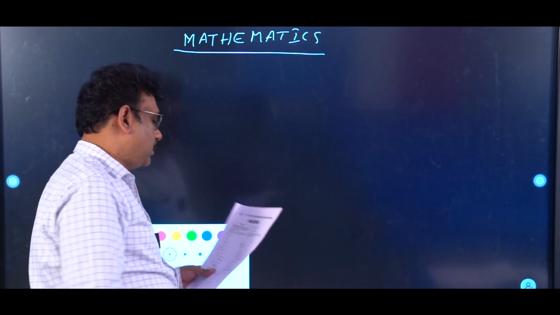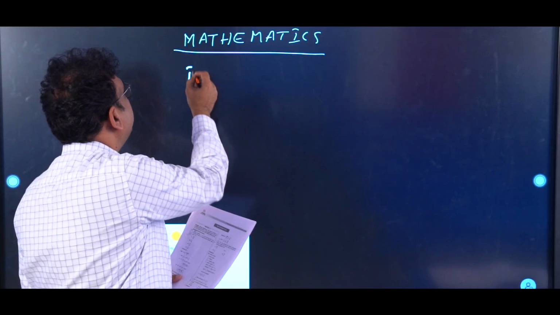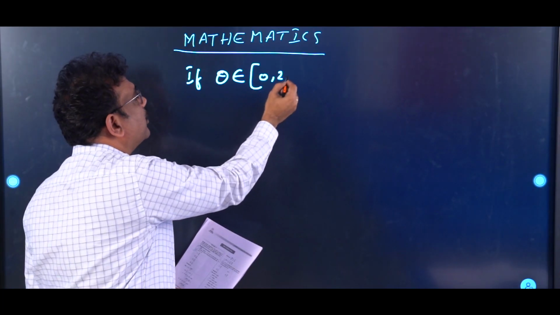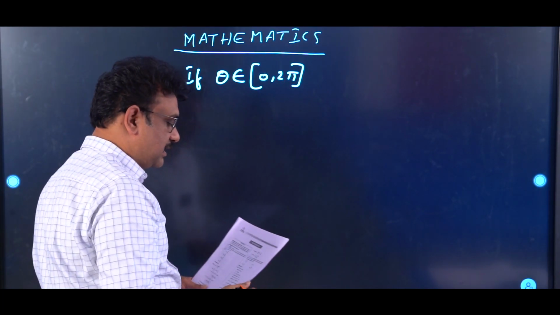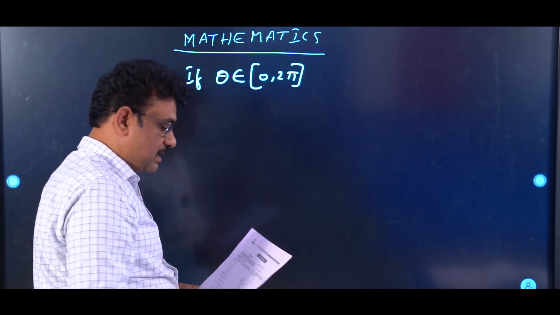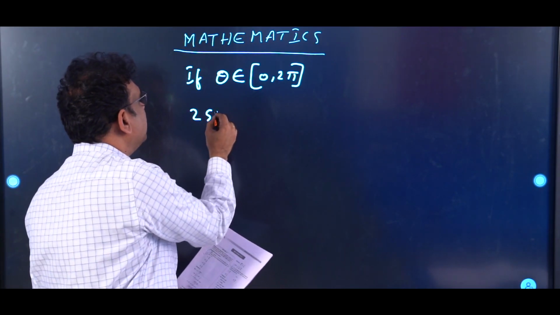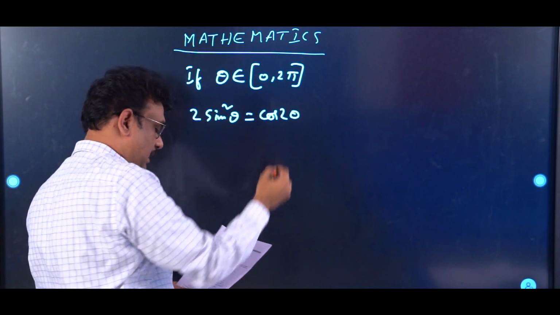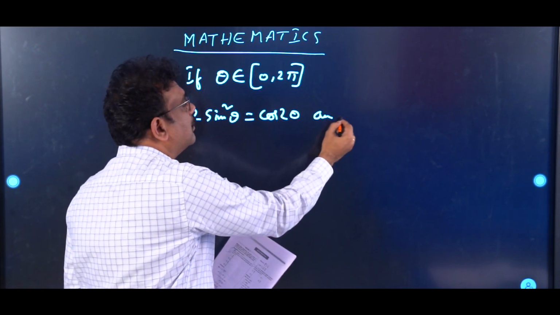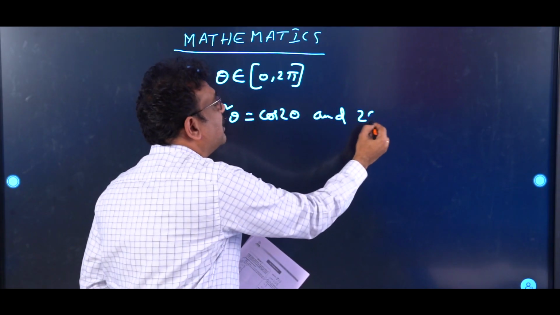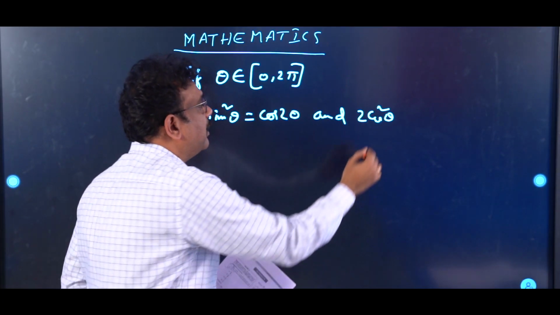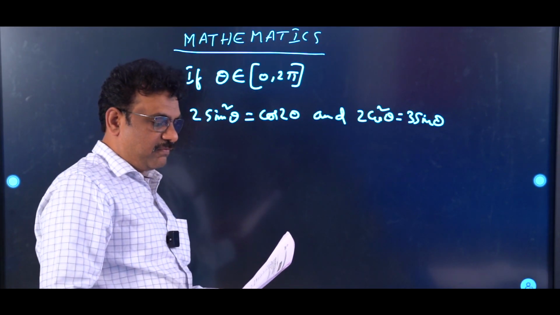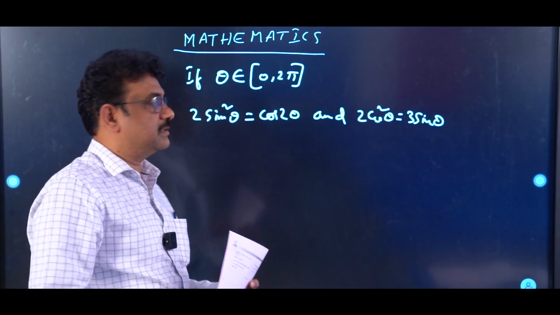So here the problem: if theta belongs to the closed interval [0, 2 pi], satisfying the system of equations 2 sin square theta equal to cos 2 theta and 2 cos square theta equal to 3 sin theta, then the sum of all real values of theta is.